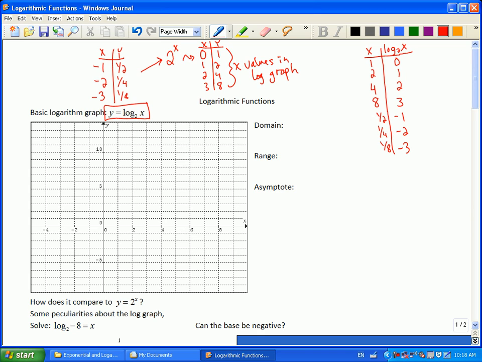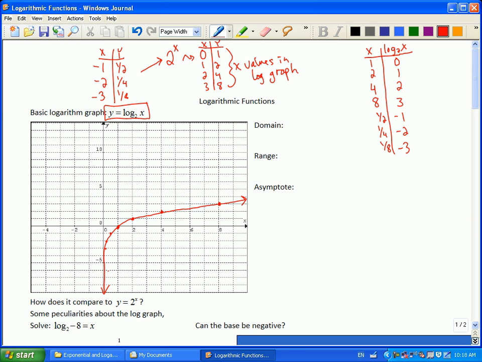So the first thing then, if I'm going to start plotting these, x equals 1 is a 0. X equals 2 is 1. And then I go all the way out to x equals 4, and I get up to 2. And then I go to 8, and I get up to 3. I'm going to try and do the fractions for you here too. At 1/2, it was negative 1. Then at 1/4, it was negative 2. At 1/8, it was negative 3. So it would keep going like this. And I'll connect the dots for you. This is what the basic log graph looks like.